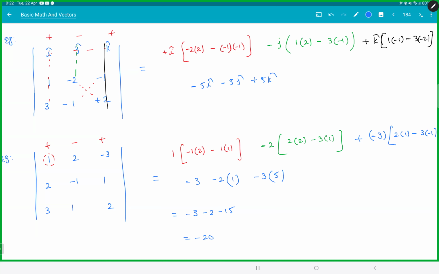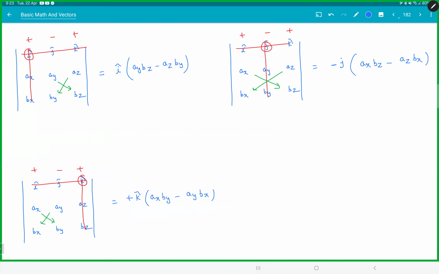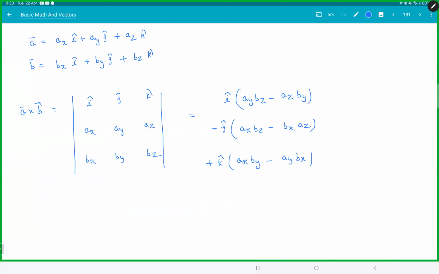So if I give a 3 into 3 determinant, this is how you solve. If I ask you for A cross B, this is how you do. So A cross B, when I write, it will be i, j, k, Ax, Ay, Az, Bx, By, Bz. There, now you know how to do A cross B.